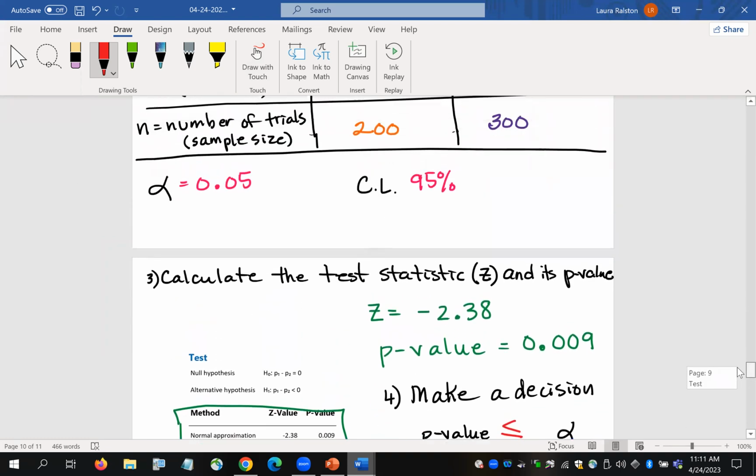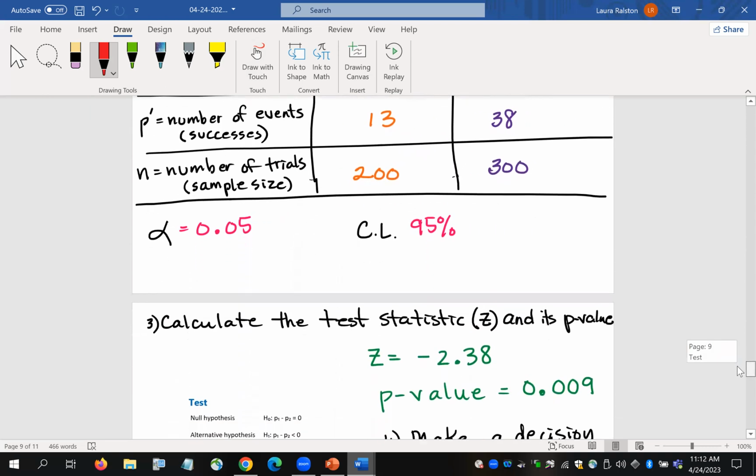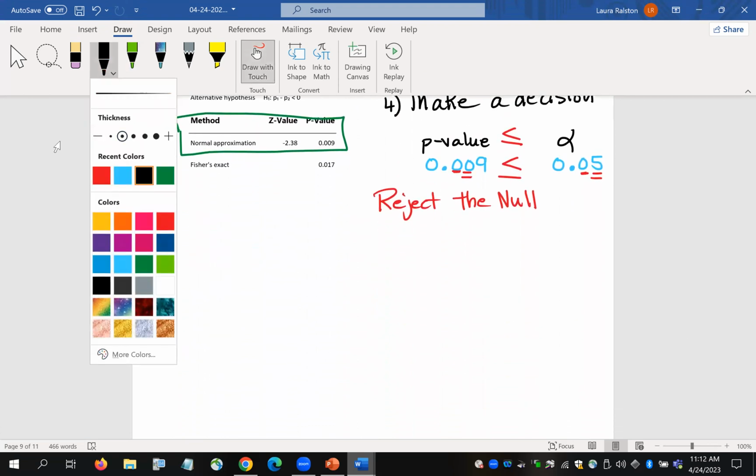Okay, thinking about what that means. If I reject the null, that means the null is false and the alternative is true. So based on the evidence that we have, it does appear that private schools have less bullying incidences than public schools. So then we write our conclusion. So step 5.